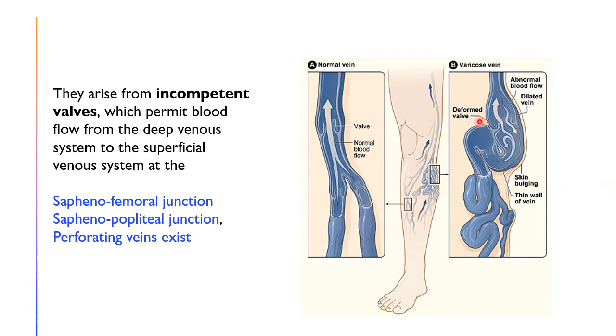And this backflow of blood from the deep to the superficial system results in dilated veins in the legs, which appear as bulging, thin-walled, dilated veins, which are known as varicose veins, as can be seen in this diagram here. This is the common site of the varicose veins.